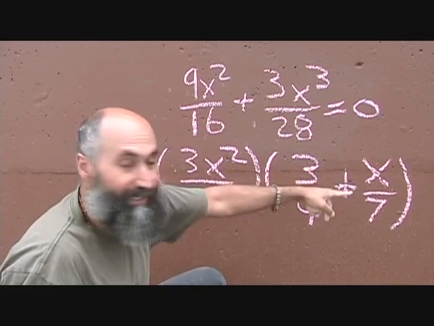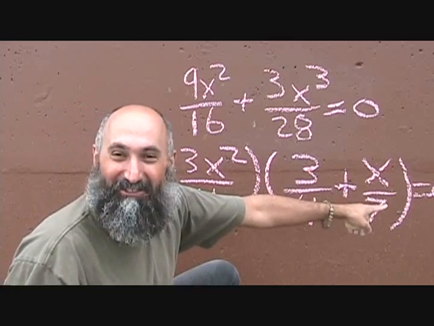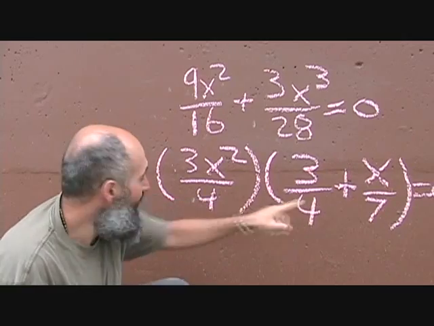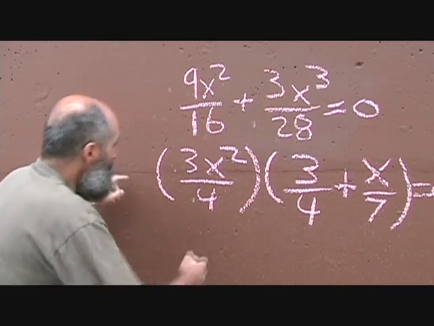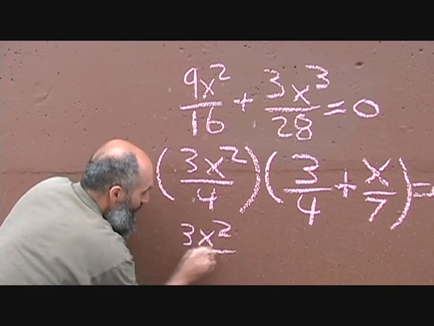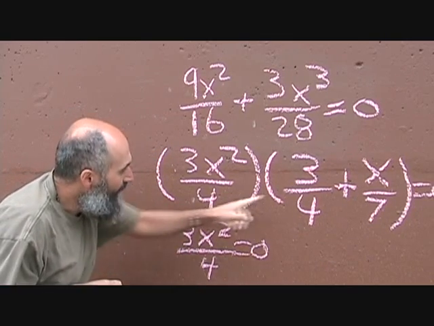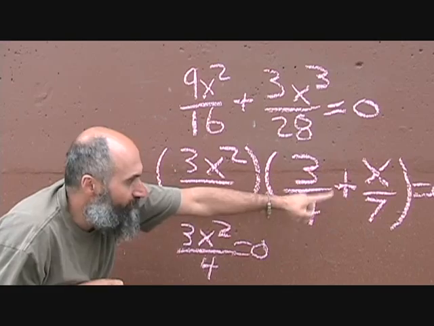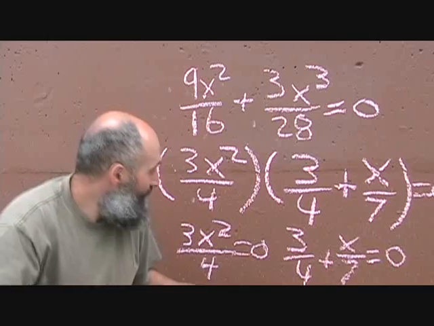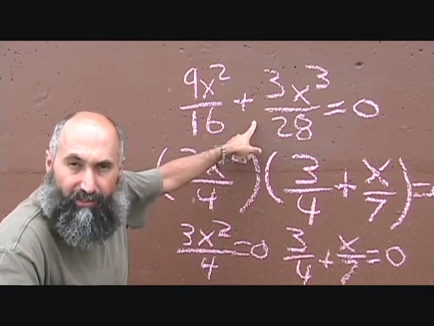Now what we had was this expression equaling 0. Unfortunately, the zero is not showing up, but there's a zero there, equal to zero. So all you do is set each one of these terms equal to zero and solve for x. So you're going to have 3x squared over 4 is equal to zero, and over here you're going to have 3 quarters plus x over 7 is equal to zero. The solutions for these are going to be the solutions for this.